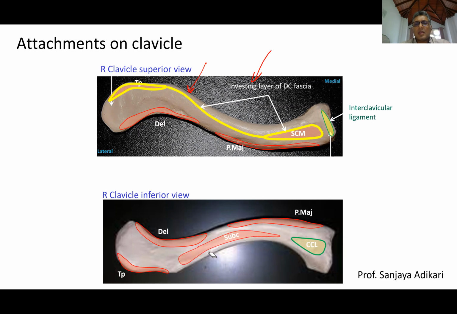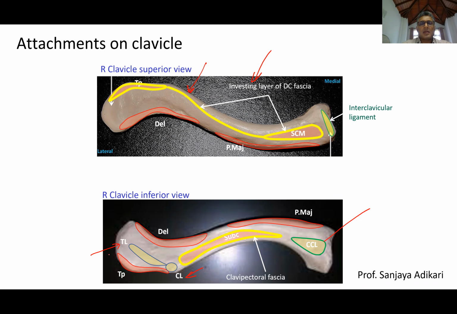And on the inferior surface, at the medial end, you get the costoclavicular ligament attached between the costal cartilage of the first rib and the inferior surface of the clavicle. Then laterally, you get an important ligament called the coracoclavicular ligament, which has two parts, the conoid part and the trapezoid part. It's an important ligament, especially when it comes to fracture of the clavicle.